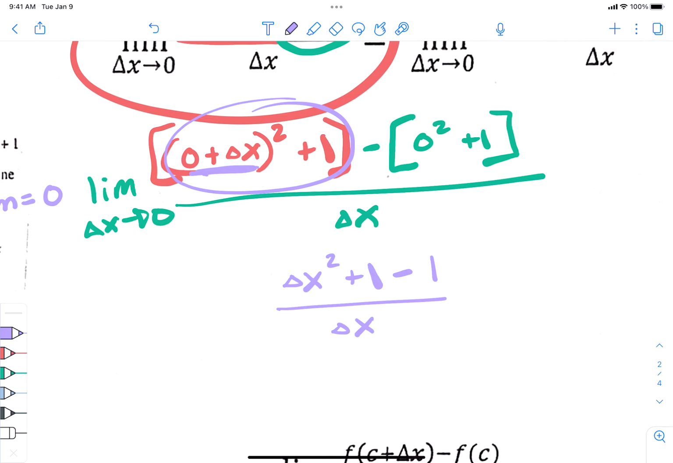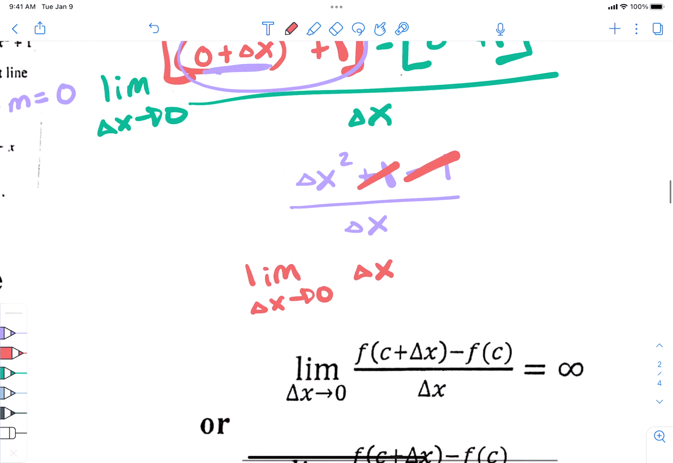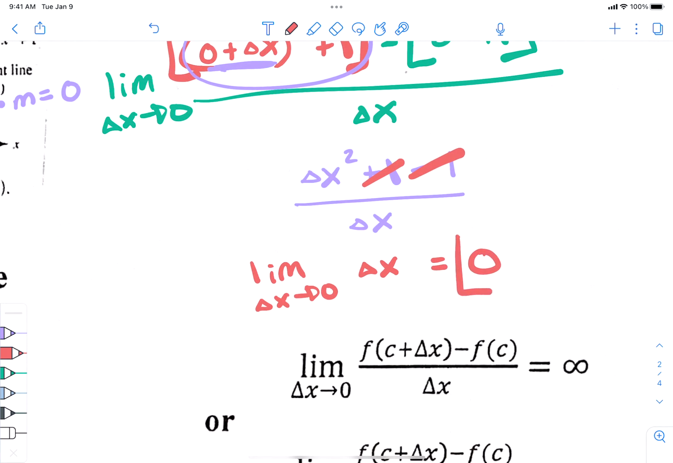So can we cross out the 1's? And what else can we cross out? One of the delta x's. So I'm finding the limit as the change of x goes to 0 of just the change in x. Okay, what does that come out to be? 0.